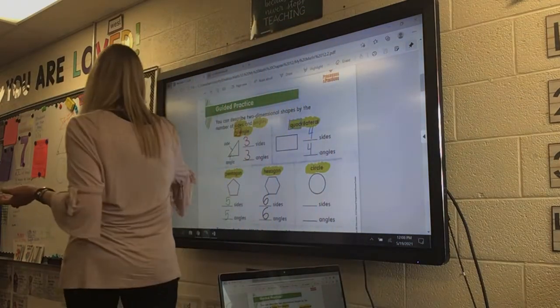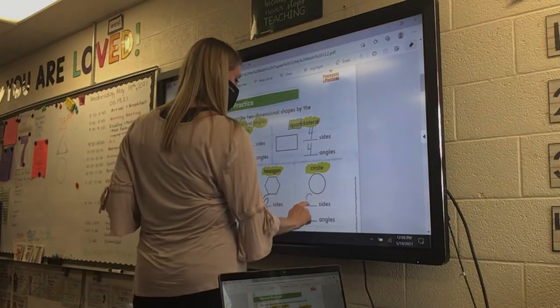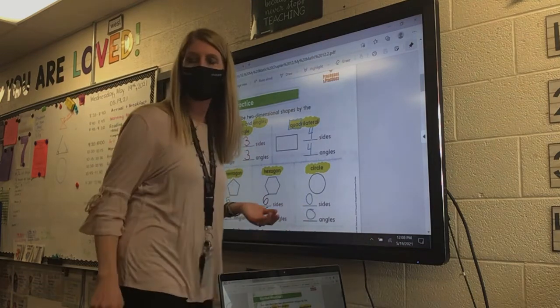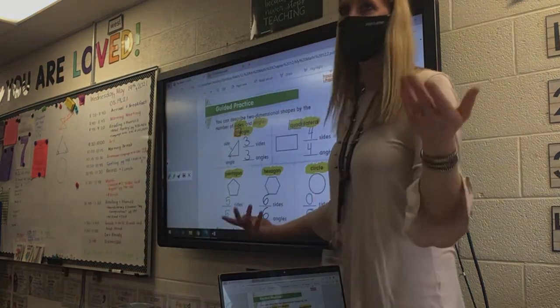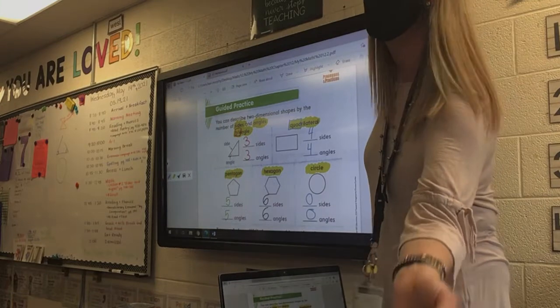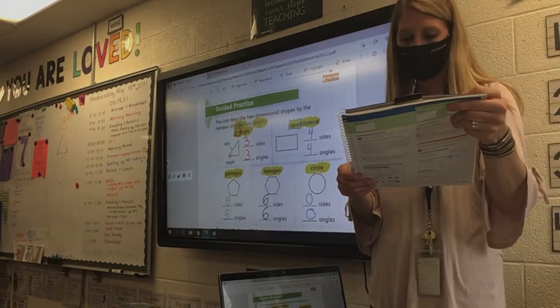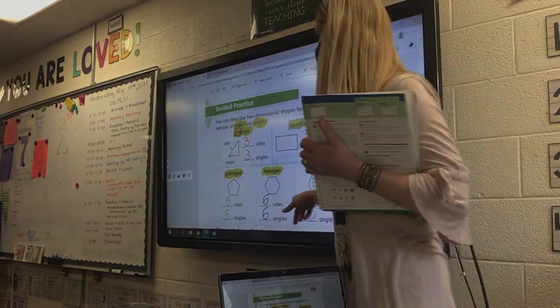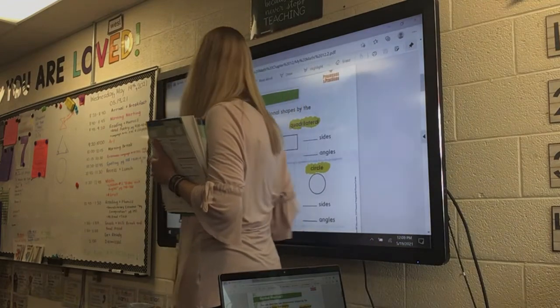Miss Murphy, this is an easy way to remember it. Just do another circle for the 0. Perfect.